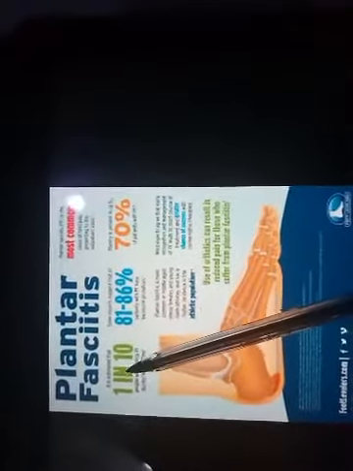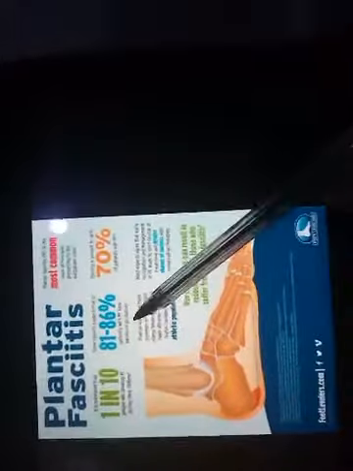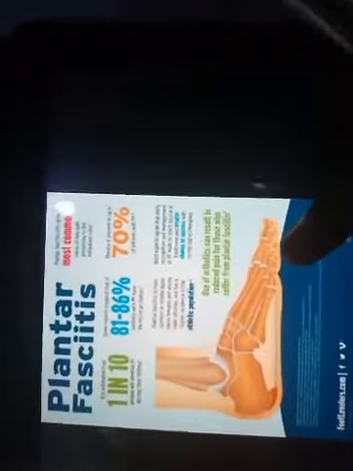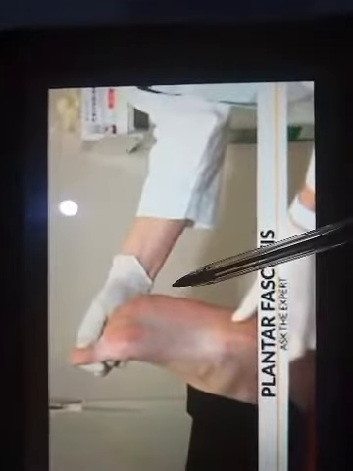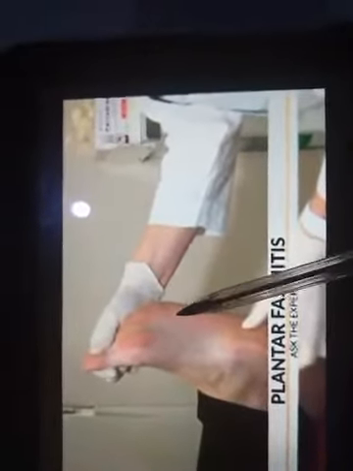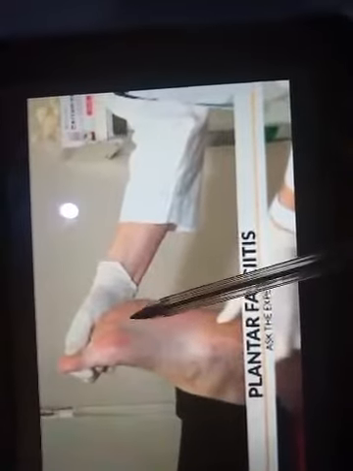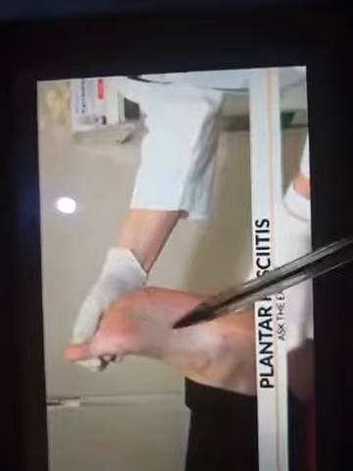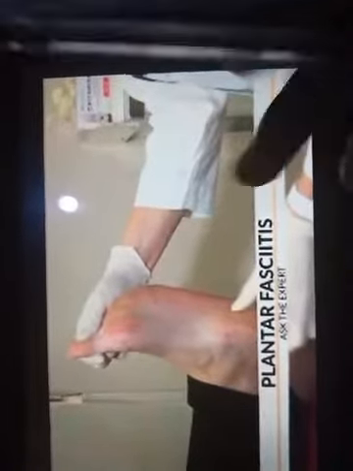One out of 10 people tend to have this condition, and other research has been carried out. You can see a physiotherapist trying to stretch the structure called the plantar fascia, and this helps to relieve the pain and also improve the function of the foot.